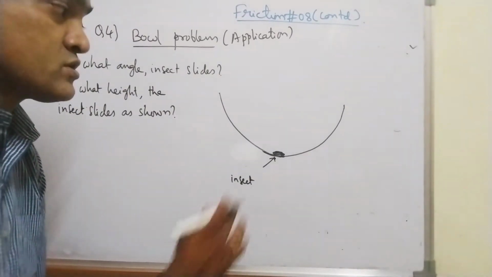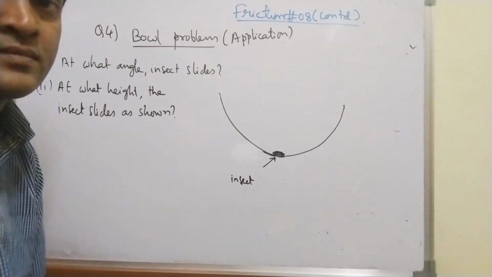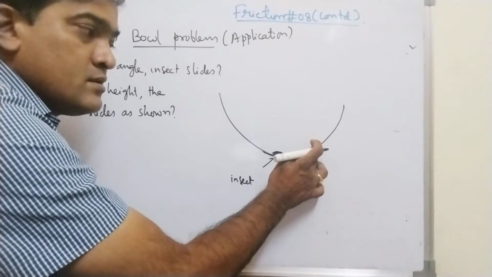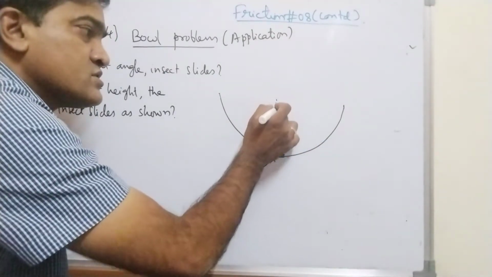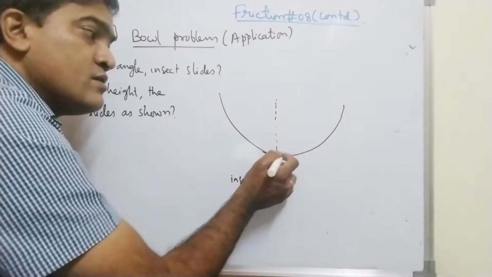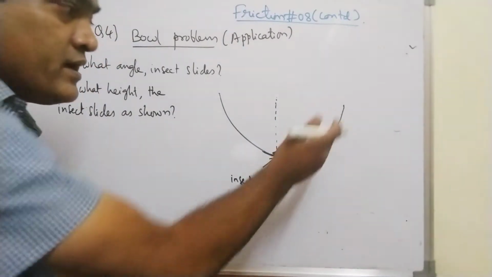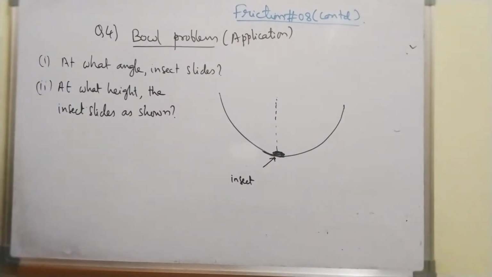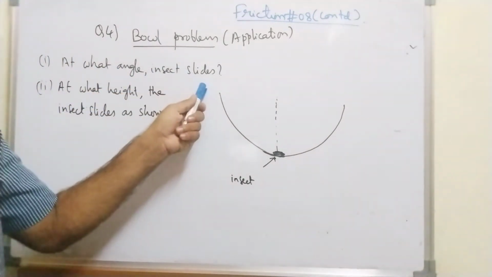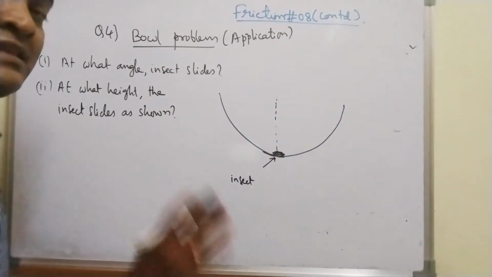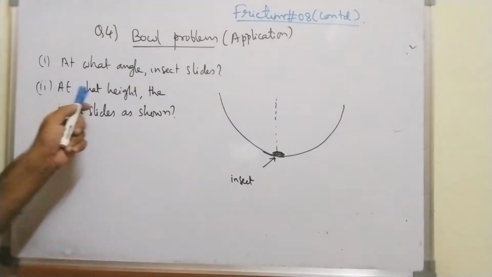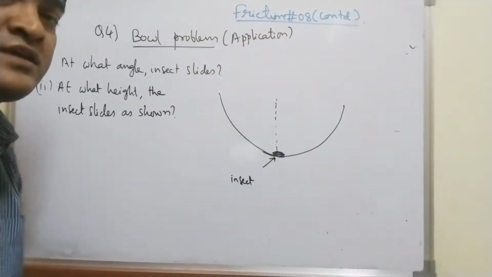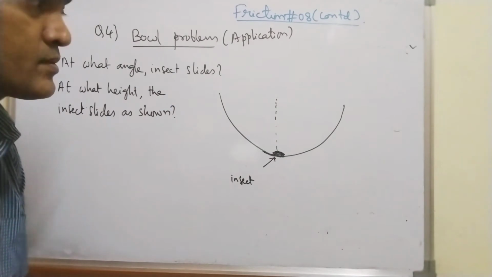It wants to try to come out of the bowl, but the moment it reaches a certain height, or a certain angle from the vertical, it falls down again. So at what angle does the insect slide is the first question. Second question is, at what height does the insect slide, as shown. This much is the data given.